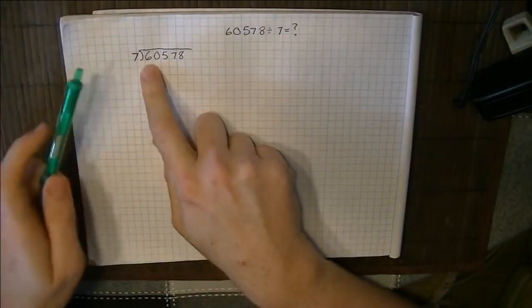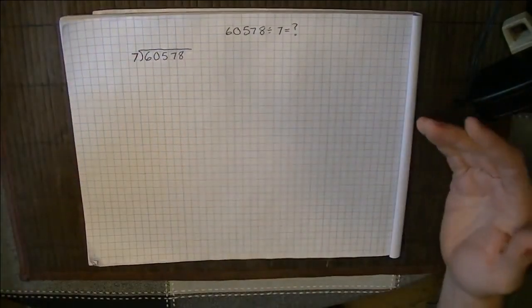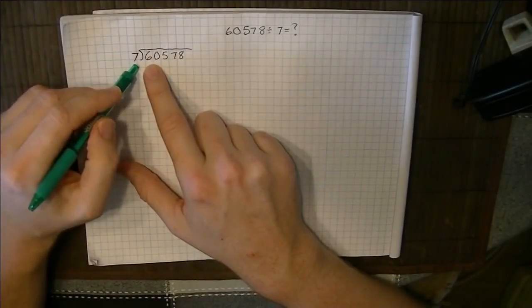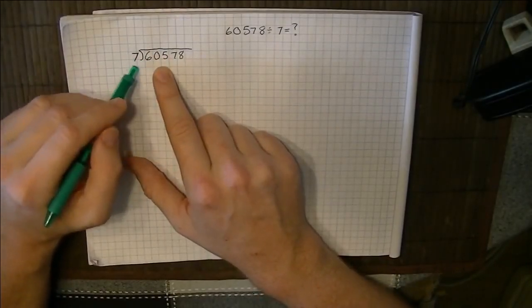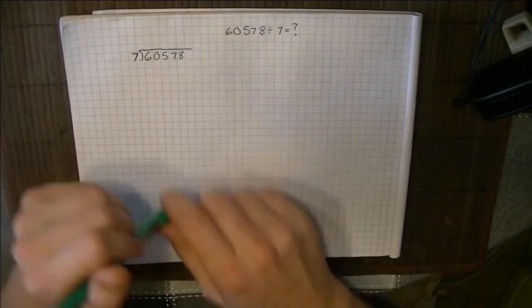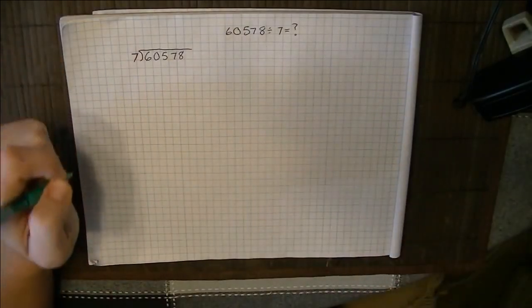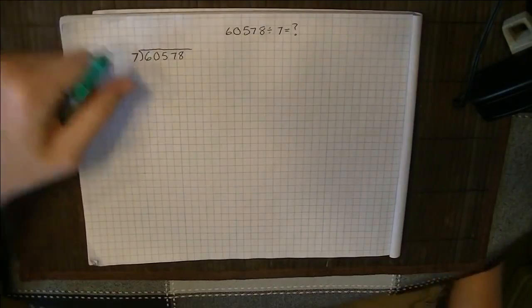Meaning the leftovers. The first thing I'm going to do is say, how many times does 7 go into 6? Well, none, right? So forget that. Let's now ask, how many times does 7 go into 60? Remember, what we're really asking is how many times does 7 go into 60,000, right? And then we'll keep track of what is left over from there.